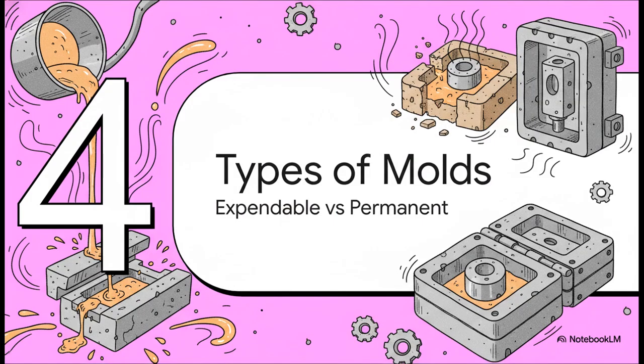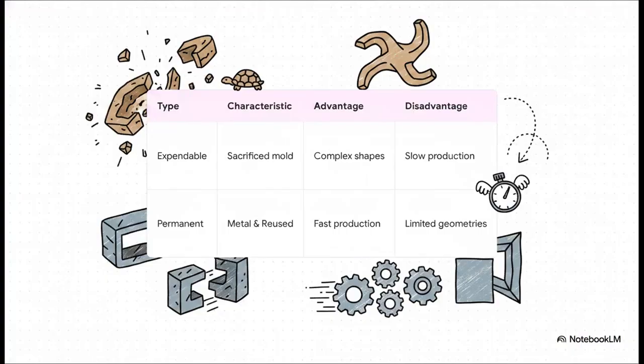Section 4. Types of molds. Now, none of those things would be possible without the true unsung heroes of this whole operation, the molds. How do we actually shape the liquid fire? Well, it basically comes down to a trade-off between 2 main types of molds, expendable and permanent.